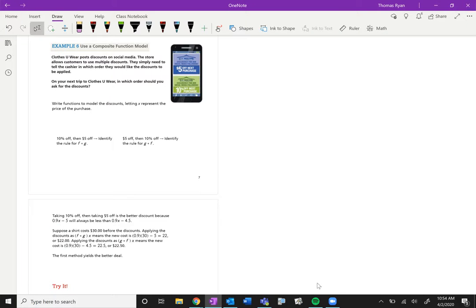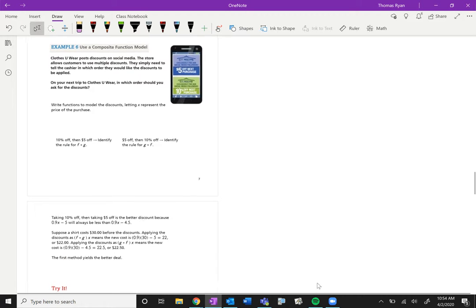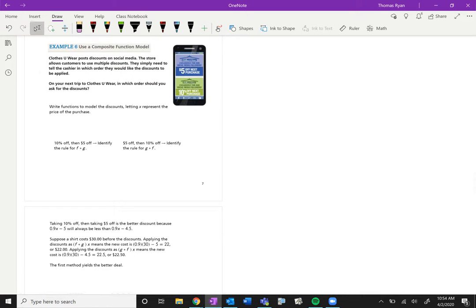Hey guys, so example 6, if you're looking to do a little extension here, take this a little further, we'll just talk through this one. As you can see over here on our note sheet, we're talking about a composite function model. When we compose functions, the result we just call a composite function.